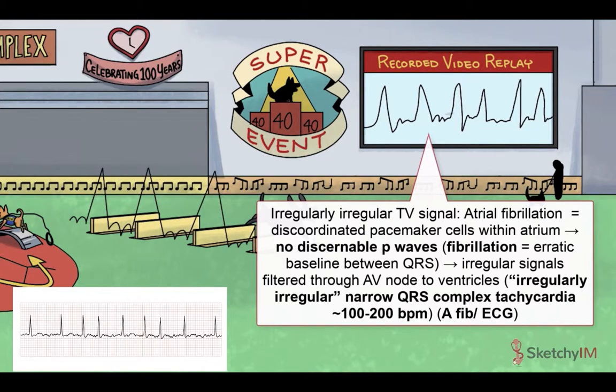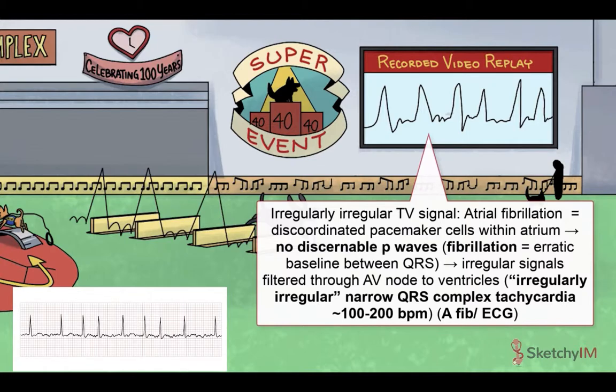The most common term that you'll hear over and over again to describe atrial fibrillation is irregularly irregular. This means that the RR intervals are all different lengths with no clear pattern. At Sketchy, we represent this with an irregularly irregular static signal on a TV screen.